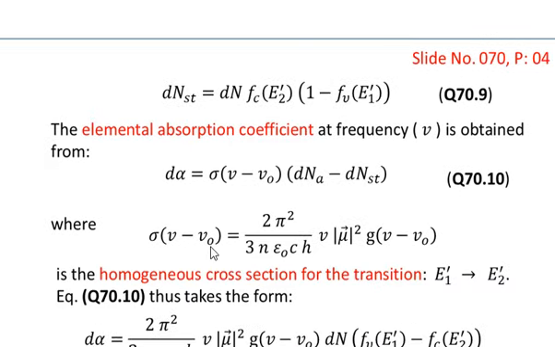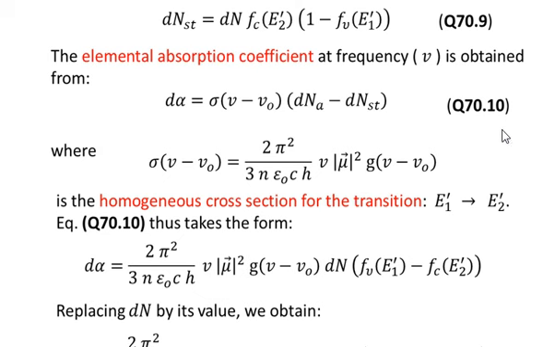where sigma of nu minus nu naught is given by 2 pi square over 3n epsilon naught ch multiplied by nu multiplied by the absolute square of mu multiplied by g of nu minus nu naught. And you know that g of nu minus nu naught gives you the line broadening mechanism, and here we are considering the homogeneous line broadening. So this sigma of nu minus nu naught is the homogeneous cross section of the transition from E1 prime to the E2 prime.